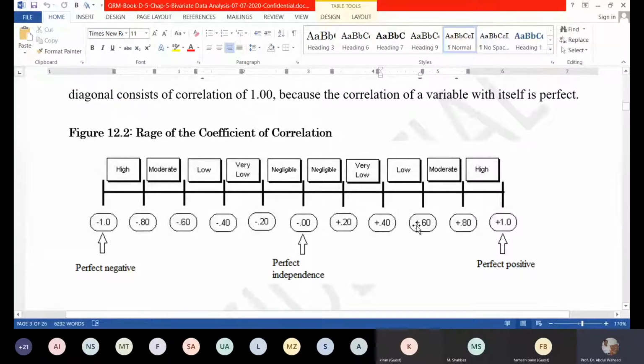And this side we have positive, so we have negligible positive relationship, very low positive relationship, low and moderate and high, and this is the perfect positive correlation. Suppose if I get a value of correlation coefficient 0.98, then it means there is a very strong positive correlation. And if I get minus 0.95, then this means there is a very strong negative correlation.